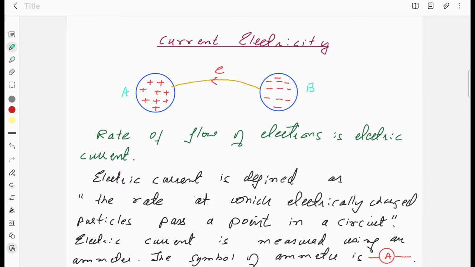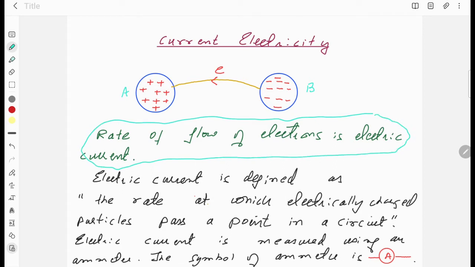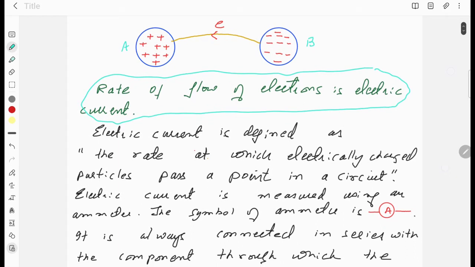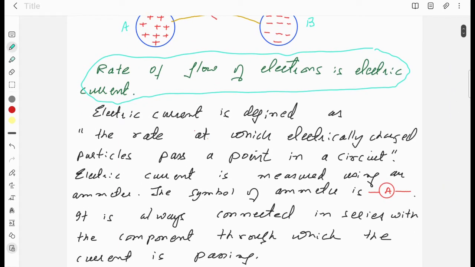This means how many coulombs of electrons are flowing in 1 second is electric current. This definition of electric current is sufficient for O level, but in high level physics we define electric current as the rate at which electrically charged particles pass a point in a circuit.